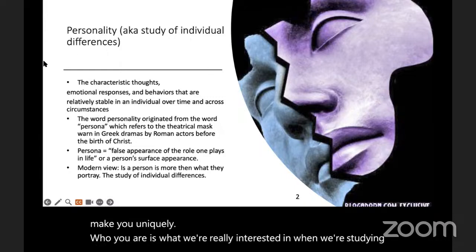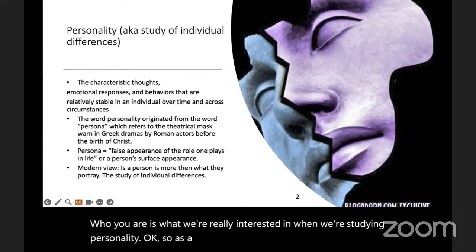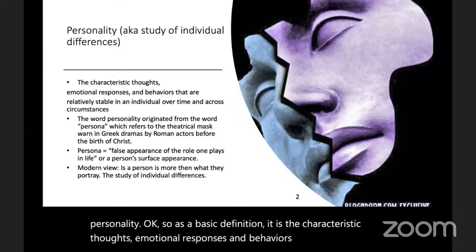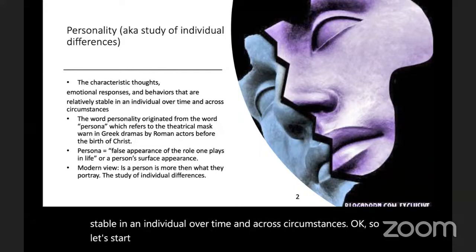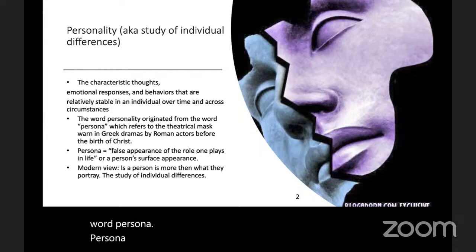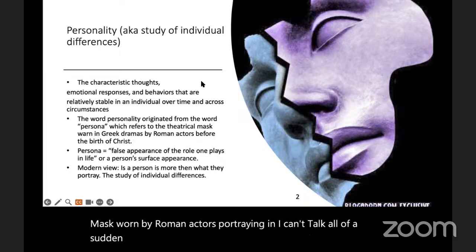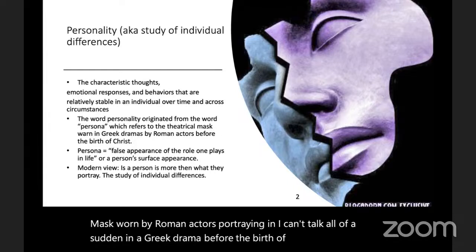personality. Okay. So, as a basic definition, it is the characteristic thoughts, emotional responses, and behaviors that are relatively stable in an individual over time and across circumstances. Okay. So let's start with the word personality because it comes from the word persona. Persona was a mask worn by Roman actors portraying in a Greek drama before the birth of Christ. So it's basically a mask.